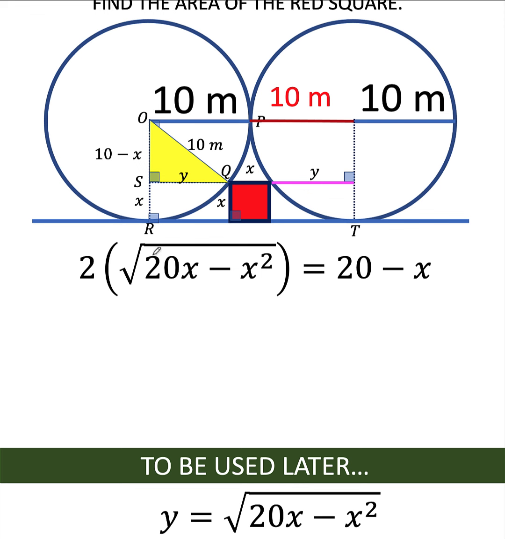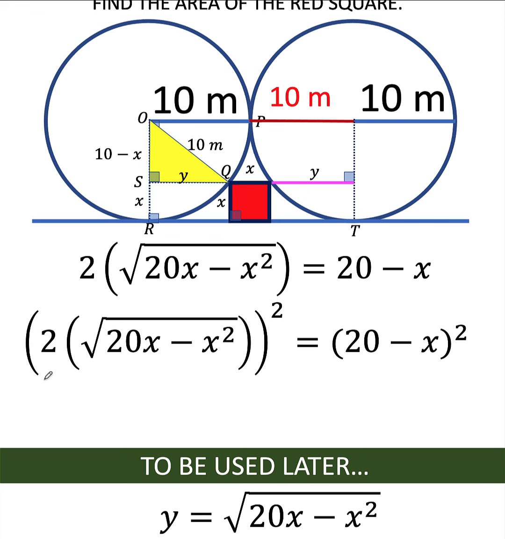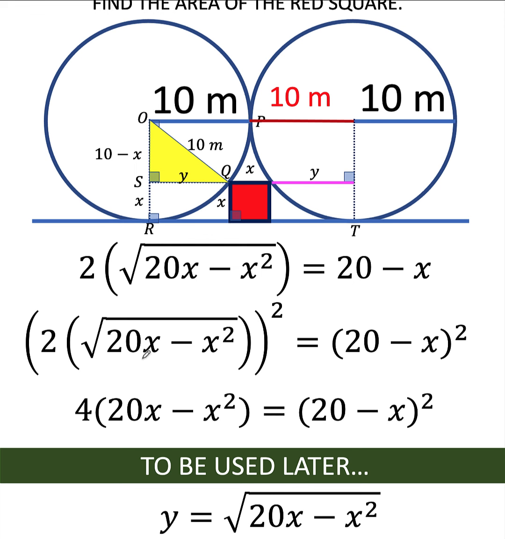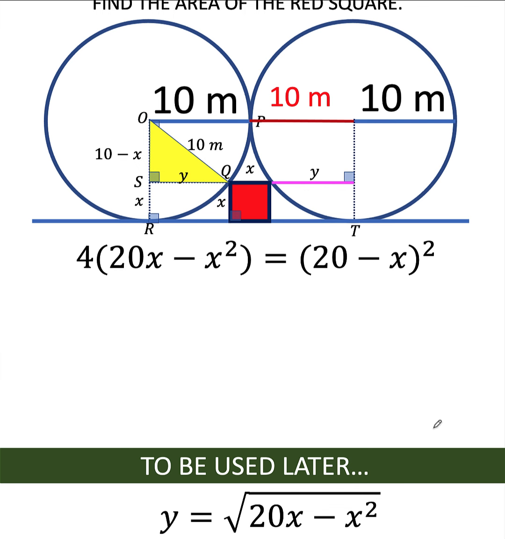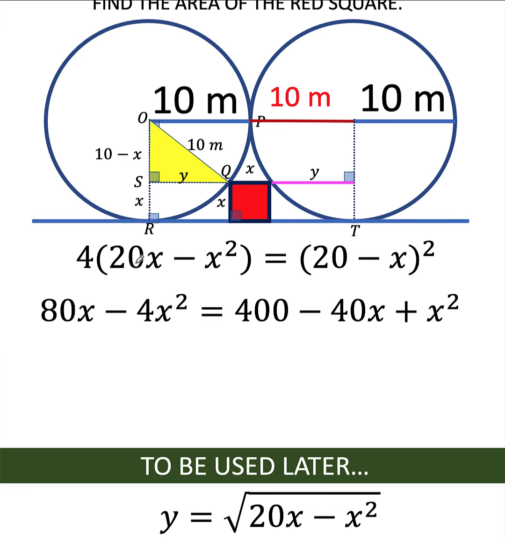To eliminate this radical symbol, let's square both sides of the equation. The square of 2 is 4, and the square of the square root of 20x minus x squared is 20x minus x squared, and we copy the right side. Then simplifying further, distribute 4 to 20x minus x squared to get 80x minus 4x squared, and expand the square of 20 minus x to arrive at the square of 20, which is 400, minus twice the product of the first and the second terms, plus the square of the last term.